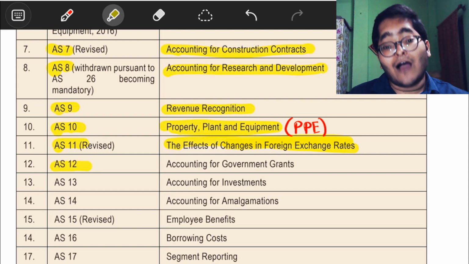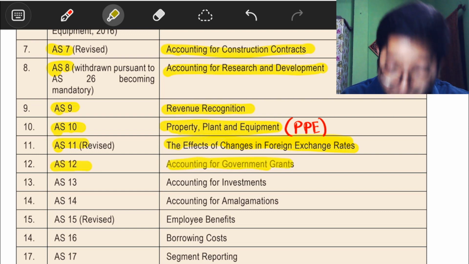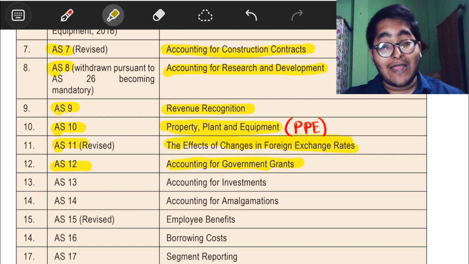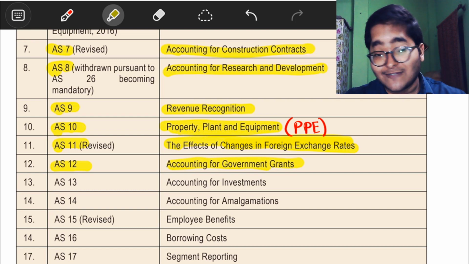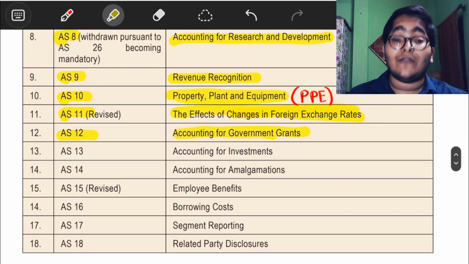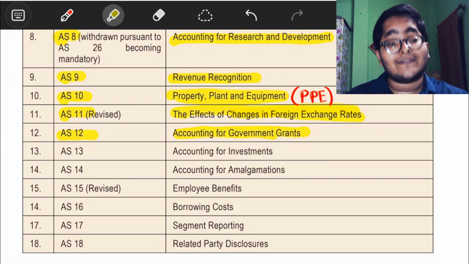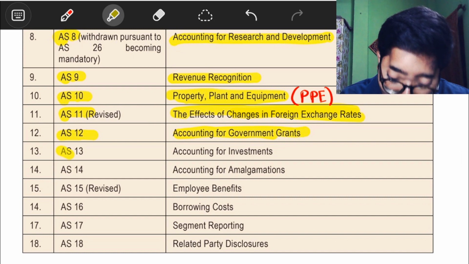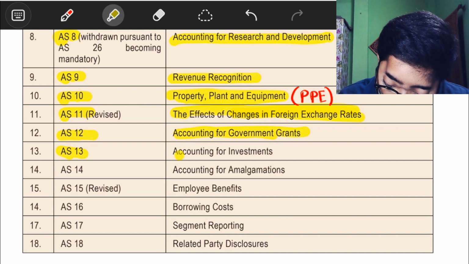AS12, accounting for government grants. So governments give some grants to businesses and other enterprises to support them. Such government grants are accounted in the accounting statements or financial statements. That is done as per Accounting Standard 12. AS13, accounting for investments.